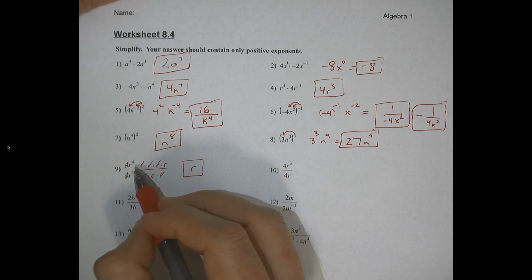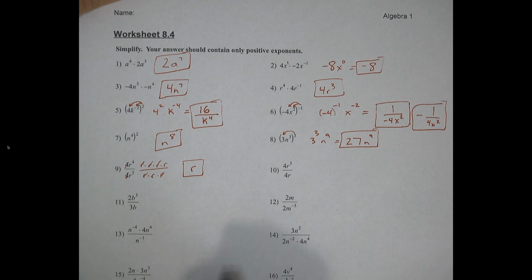Again, the other way to do it is 4 minus 3. That's the quotient rule. 4 minus 3 is 1, so it's r to the first. So lots of different ways to think about it. Okay, whichever one makes the most sense is what you go with here.